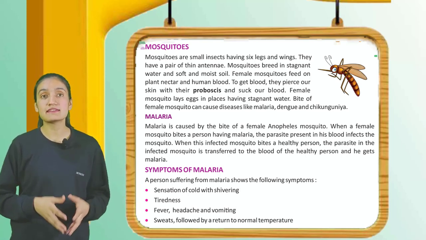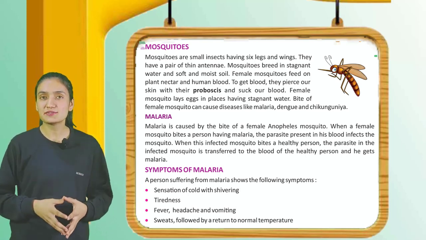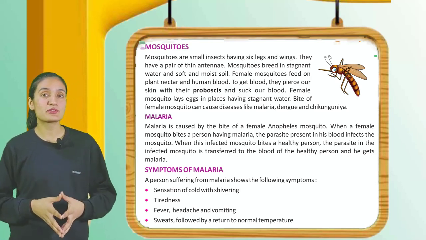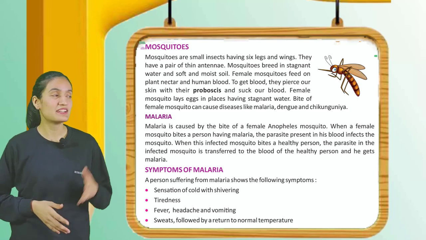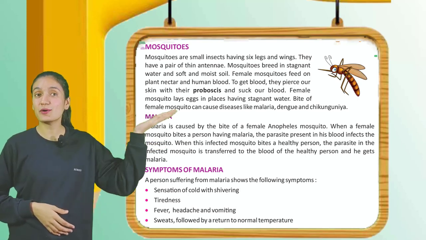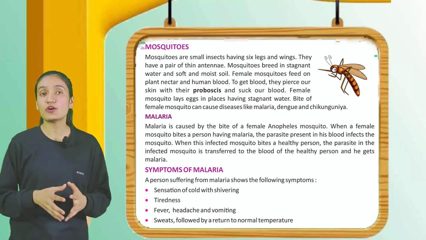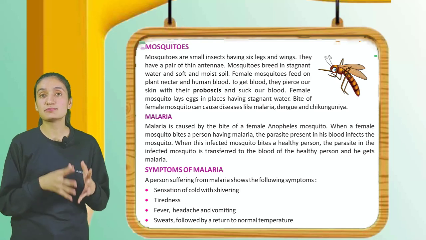Female mosquitoes lay eggs in places having stagnant water. The bite of female mosquitoes can cause diseases like malaria, dengue, and chikungunya. Here you can see a mosquito. Now, malaria. Malaria is caused by the bite of a female Anopheles mosquito.